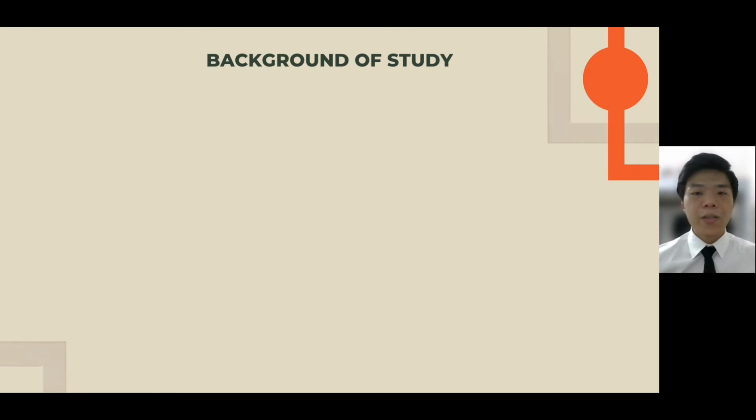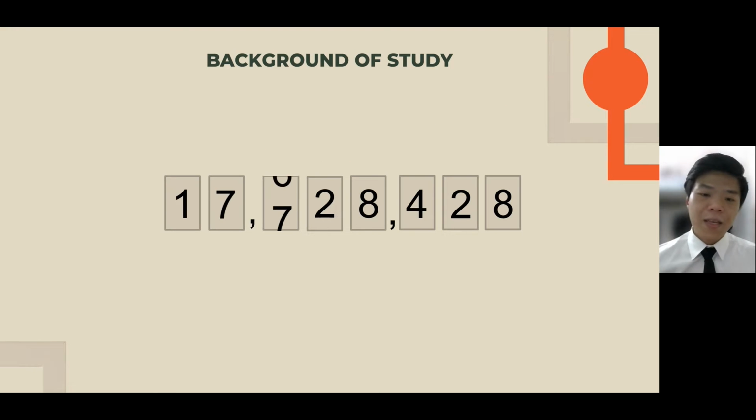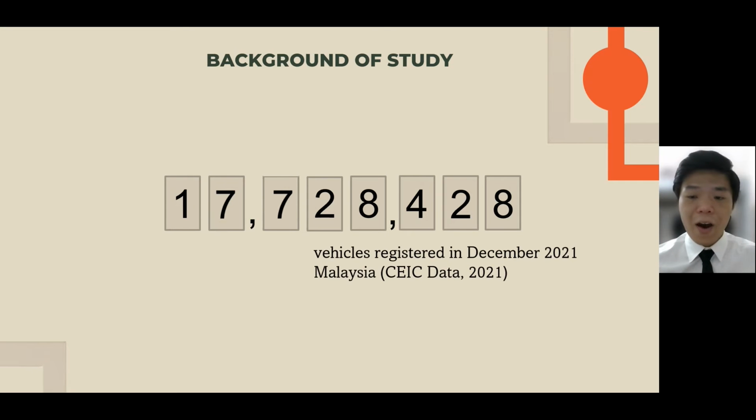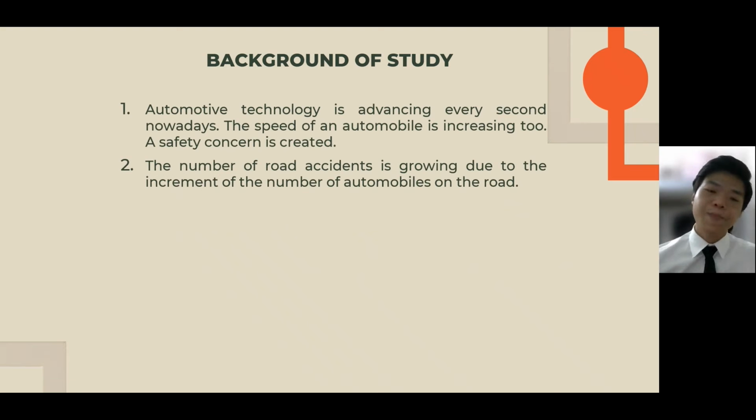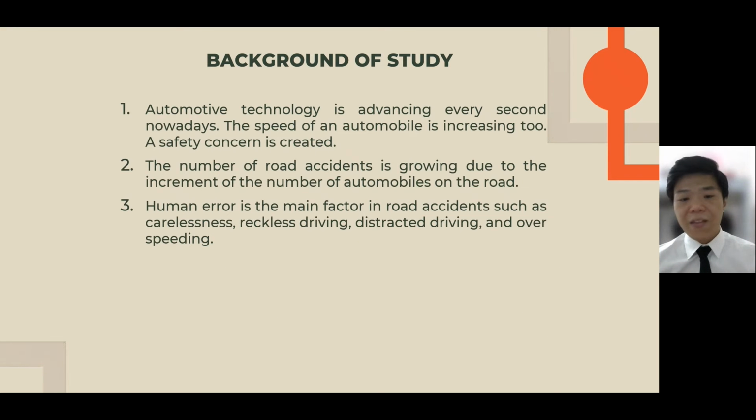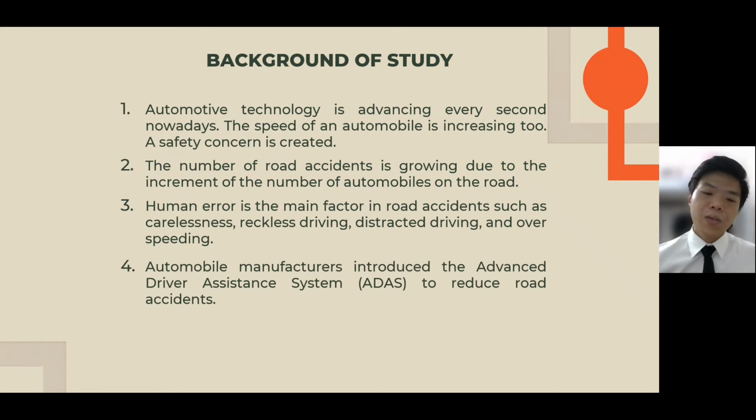road. So according to CEIC data, there is 70,728,428 vehicles registered in December 2021 in Malaysia. So that is a huge number. So human error is the main factor in road accidents such as carelessness, reckless driving, distracted driving, and overspeeding. One of the common example is using mobile phone during driving. So to reduce the road accidents, the automobile manufacturers has introduced the Advanced Driver Assistance System (ADAS).